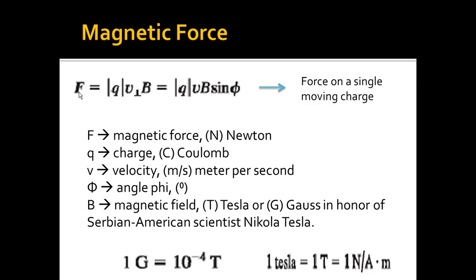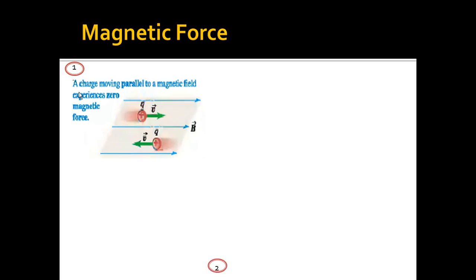This means that the charge, once it enters the region of the magnetic field with a given velocity parallel to the magnetic field, the force would be equal to zero. This charge would not experience any magnetic deflection. So this means that the charge would simply go straight through the magnetic field without any deflection from the field.